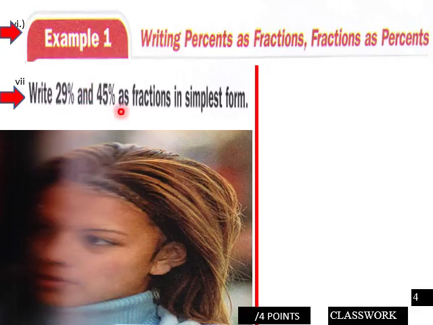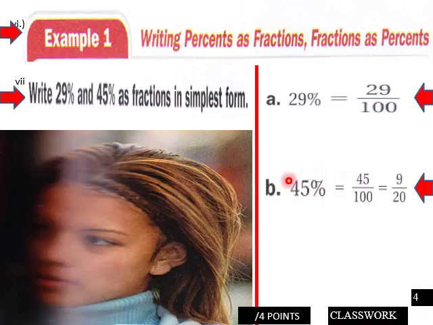Write 29% and 45% as fractions in simplest form. Here's 29%, 29 over 100. Here's 45%, 45 over 100, which can be simplified to 9 over 20. Classwork, page 4. 4 points here, students.